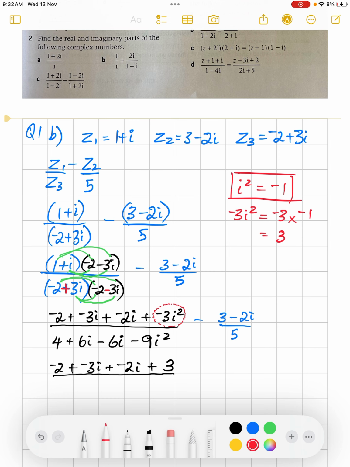And the same thing here, negative 9i squared is negative 9 times negative 1. So that's going to be positive 9. So let's just do that. 4 plus 6i minus 6i and plus 9. All right, leave the second fraction alone for now. I'll just put that in here.